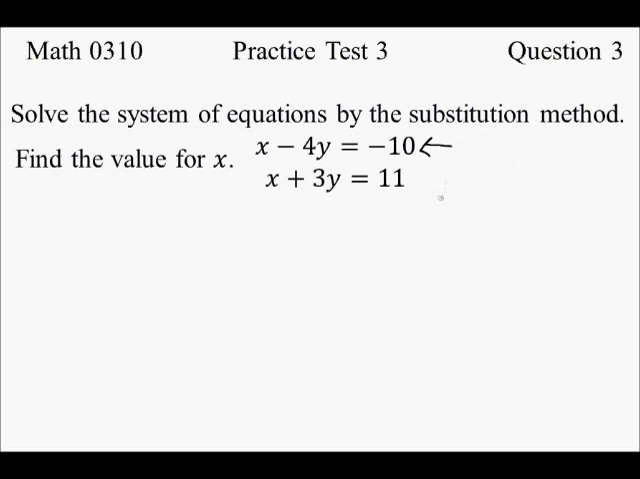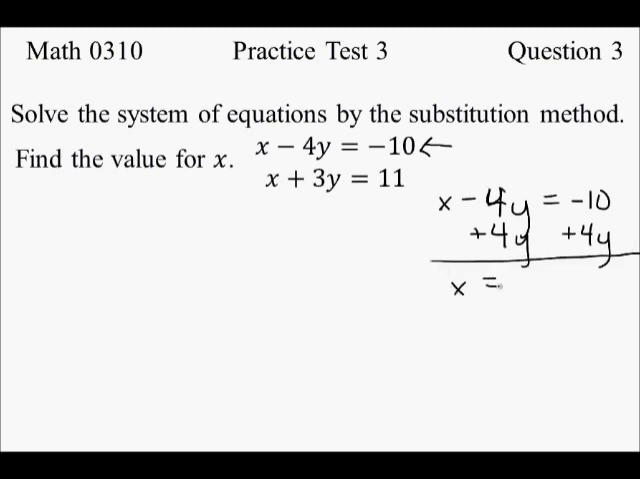I'm going to take this first equation here, x minus 4y equals negative 10. And I can solve this equation for x by just adding 4y to both sides. So here then we get x is equal to 4y minus 10. Okay, so I have what x is equal to. x is equal to this expression here, 4y minus 10. So this is now our x substitution.